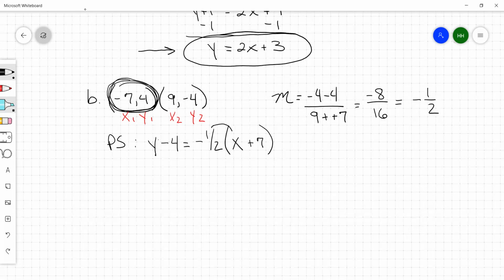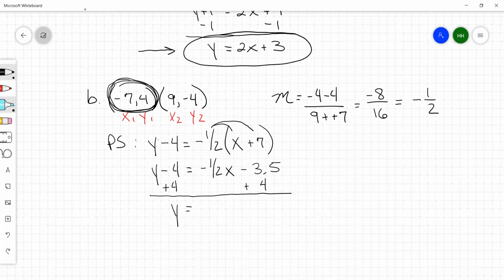Then distribute the slope. So y minus 4 is equal to -1/2 x. And this -1/2 times 7. Anybody? -3.5, good. And then add the 4 to each side. And your y is equal to -1/2 x. And what's -3.5 plus 4? Good, plus 0.5. And there's your equation in slope-intercept form.